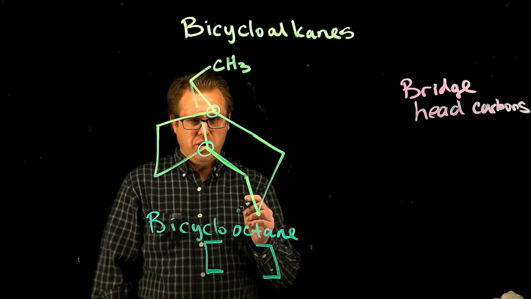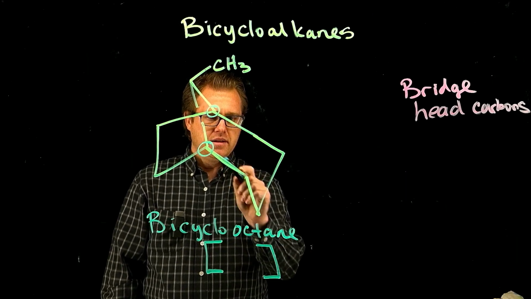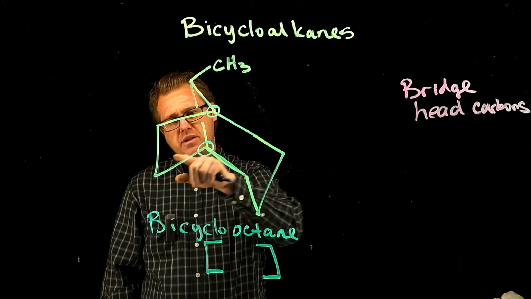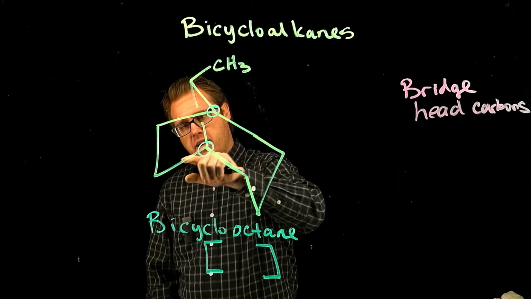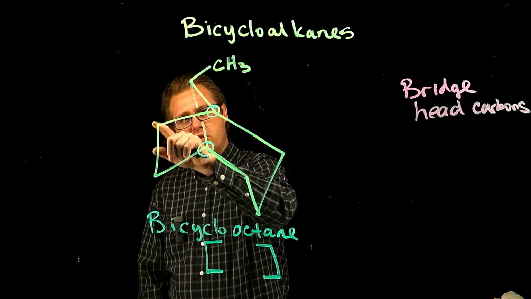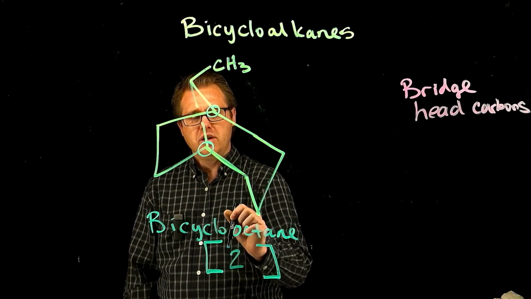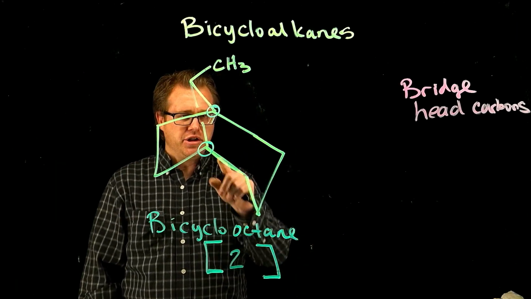And so let's do it here. So we've got to find the paths here. Let's do this one. From this bridgehead carbon to there, what do we have? One, two carbons in between the two bridgeheads. So 2. But do I have a path that's longer than 2?